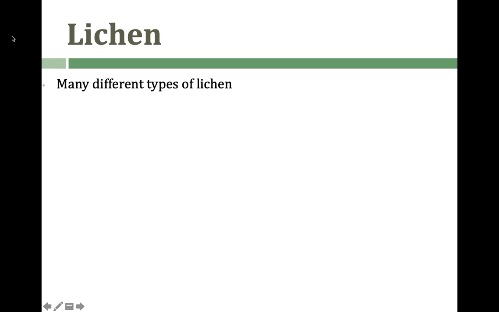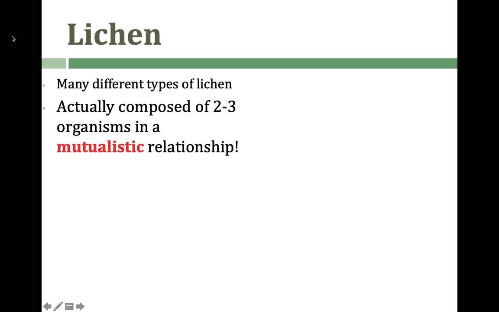Now, I just want to take a moment to talk about lichen in general because, again, this is one of those organisms that doesn't get enough recognition, because it really is so important and so unique. There are many different types of lichen, and a lot of people don't realize lichen itself is not one organism. It's actually composed of typically two different organisms in a mutualistic, so they're both benefiting, relationship. And those two organisms are algae and fungus.